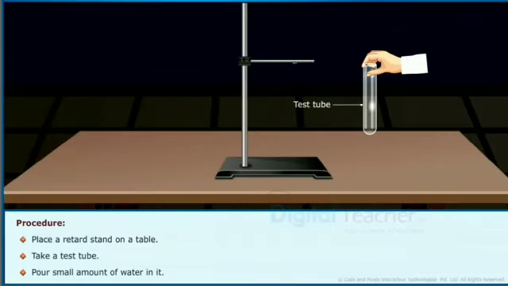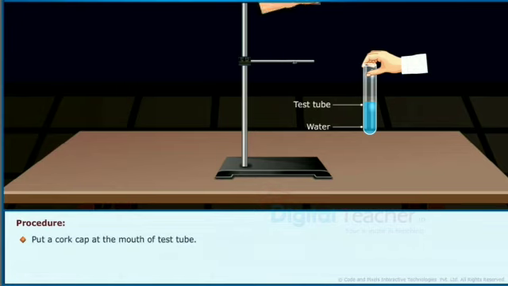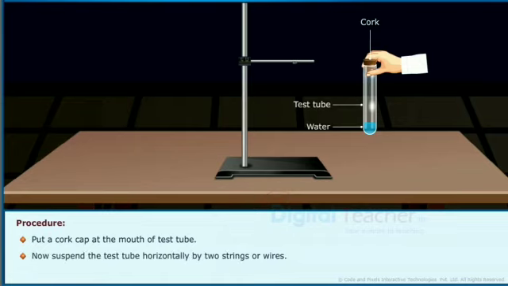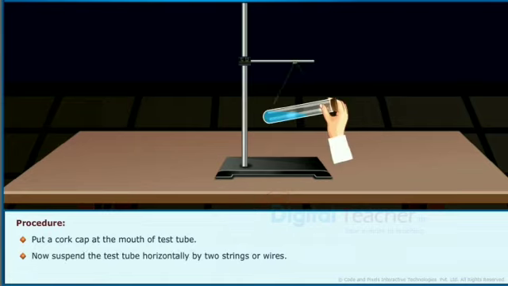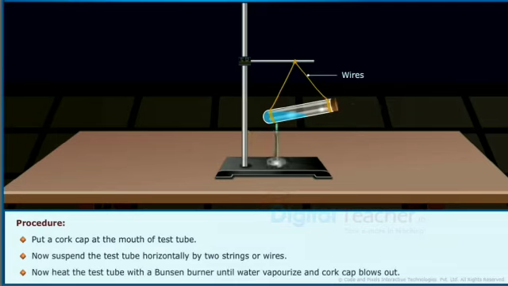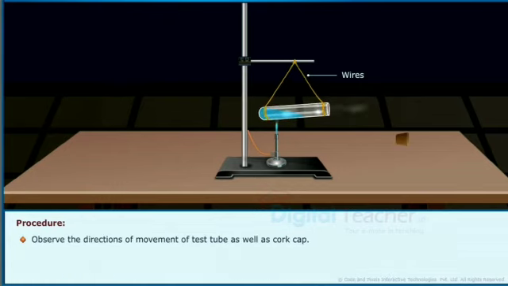Now, do an activity. Place a retort stand on the table, take a test tube, pour some water into it, and now put a cork on the mouth of the test tube. After that, suspend the test tube horizontally by two strings or wires. Now, with the help of a Bunsen burner, we can heat the test tube until the water gets vaporized and the cork blows out. Here we can see the direction of movement of the test tube as well as the cork is opposite to each other.